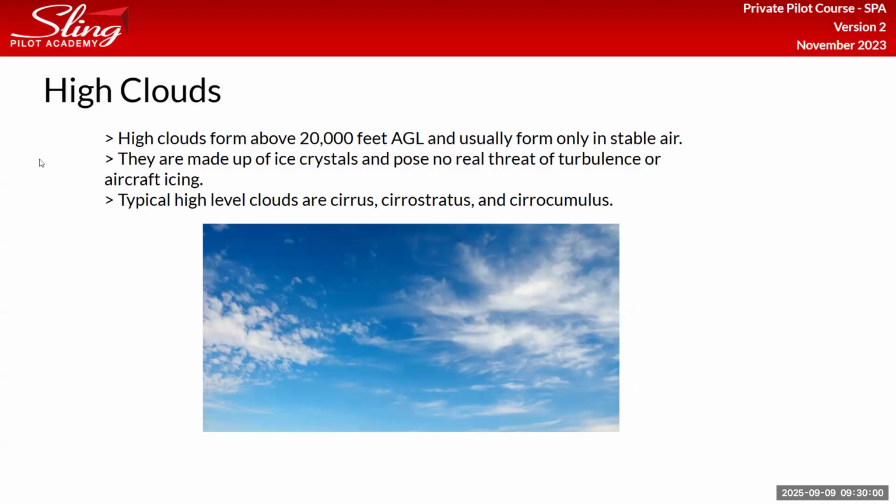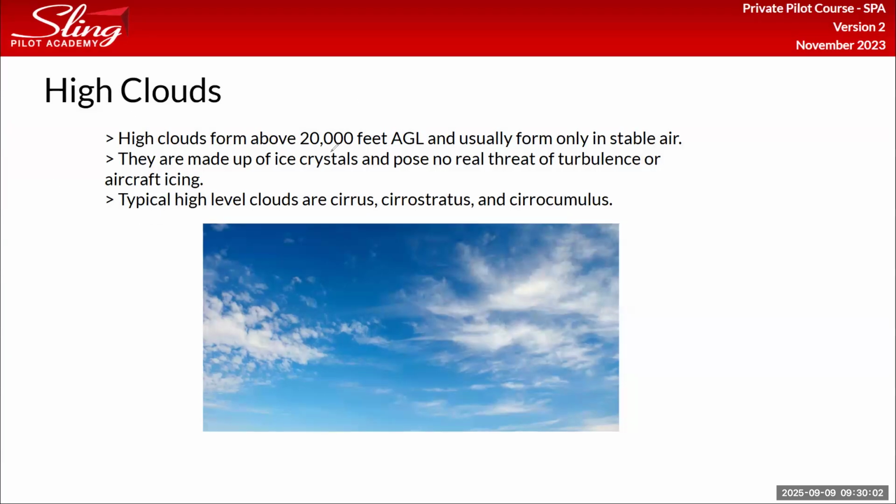Okay, high clouds. Obviously, now we're going above 20,000 feet. So from 6,500 and below is low clouds, 6,500 up to 20,000 feet is middle, and then above 20,000 feet AGL is high clouds. They usually only form in stable air, and are made up of ice crystals, like we talked about. We're higher in altitude, which means we're lower in temperature, so we're able to get to that freezing point higher up.